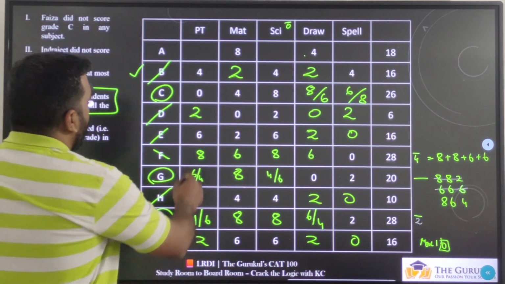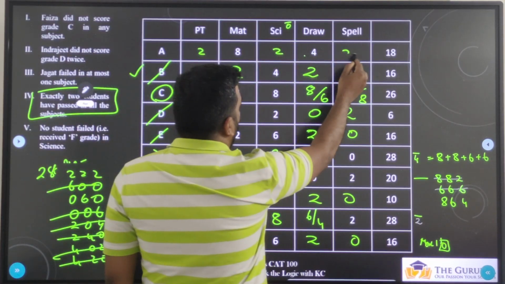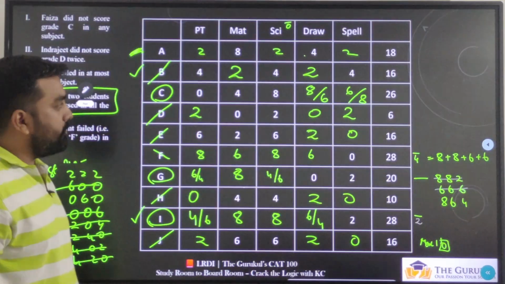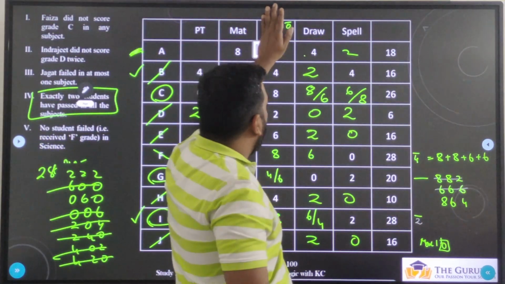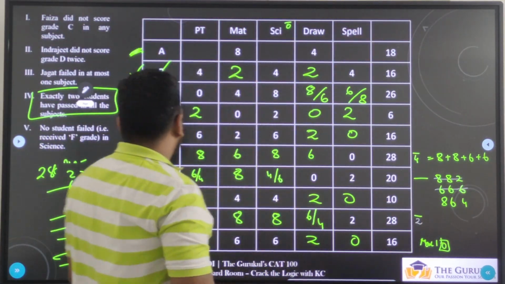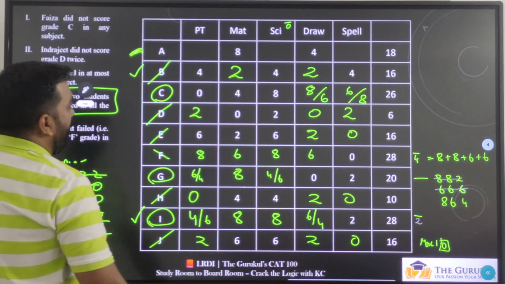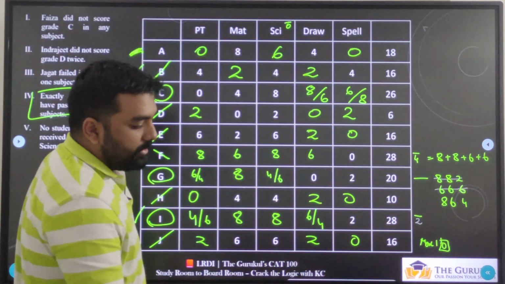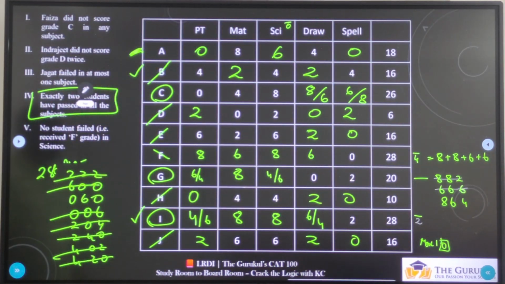But the problem is, if I keep 2, 2 and 2, then there will be another person who got all pass marks in the subjects, which is not possible because they clearly gave us only 2 students who got all pass marks. This is also not happening. The only other thing which is left out is 060. Clear?